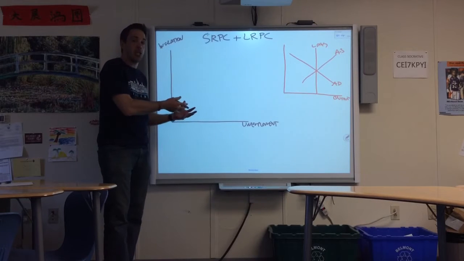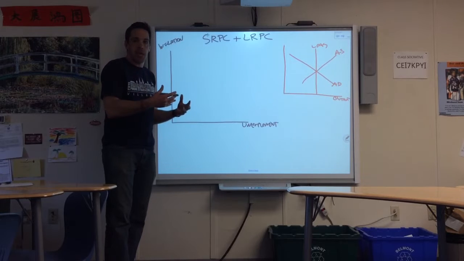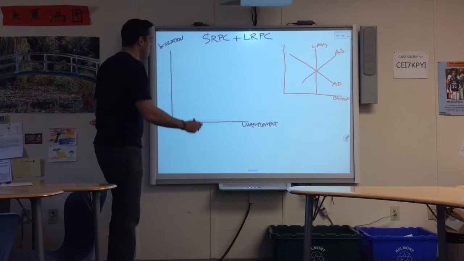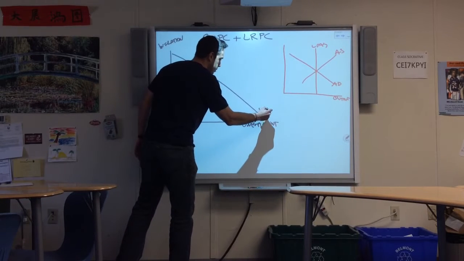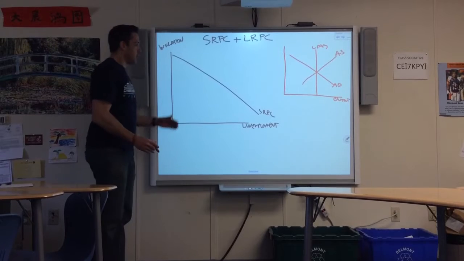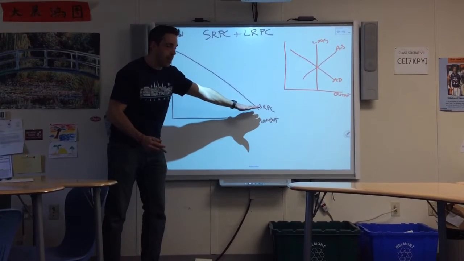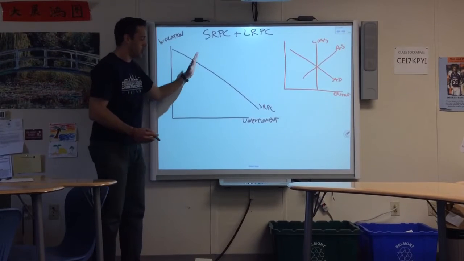Versus if there's a recession and there's a high rate of unemployment, people are saving money, they're not spending, so price levels are coming down. So the short run Phillips curve looks like this. It's just a trade-off between inflation and unemployment. We can have high unemployment and low inflation, or high inflation and low unemployment, or anything in between.